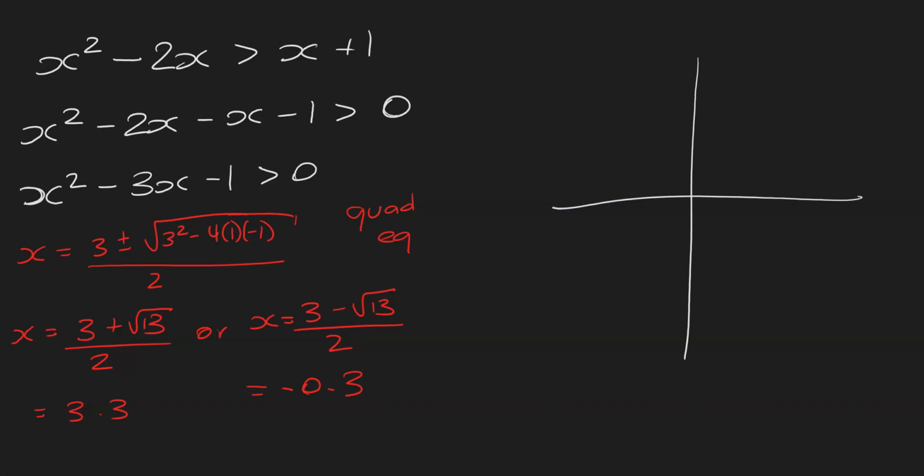So again, let's plot it. It's a positive quadratic, so it'll be like a smiley face. And we know the roots are negative 0.3 and positive 3.3. So the quadratic may look something along the lines of this. And we want to find for all values of x where it is greater than 0. So if we look at our y-axis, we're looking at these values up here. So for these values it is greater than 0.